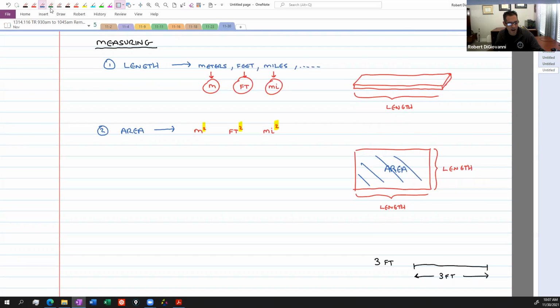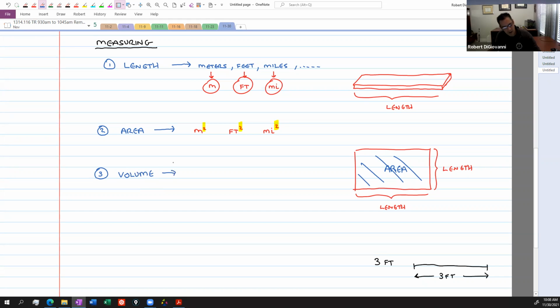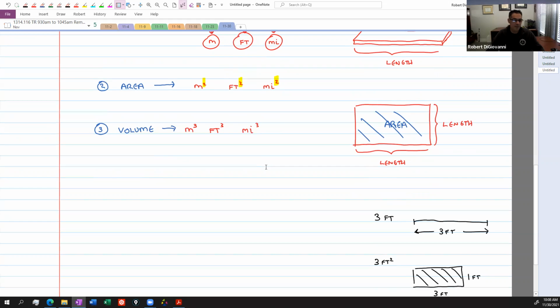What's the last thing you think we like to measure? Length, area. Length is how long something is. Area is like a sheet of paper. How much space this is. Volume. Volume, good. Now the volume of something, I'll give you the units first. It's the unit cubed. Whatever the unit is, cubed. Miles cubed.